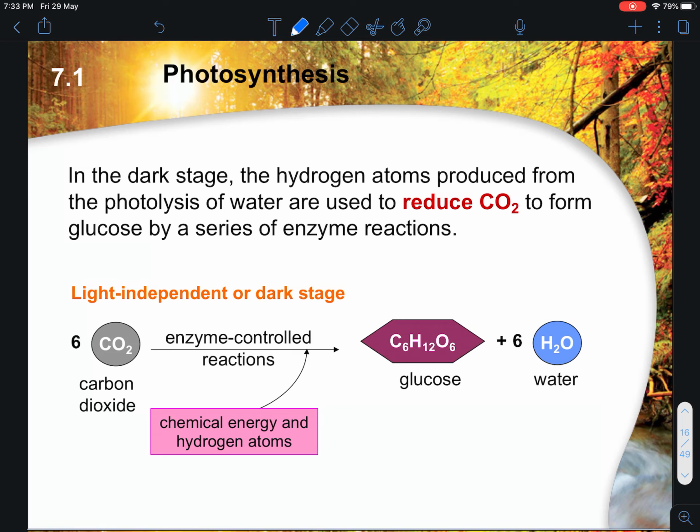So overall, please go and memorize this. This one is very important. You will need to know the word and chemical equation. The one at the top is your chemical equation.